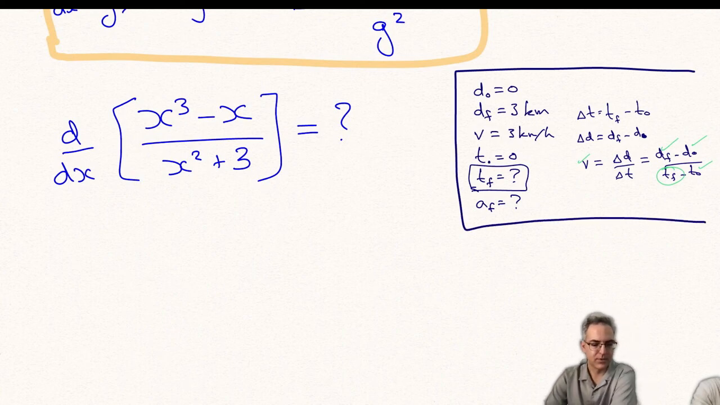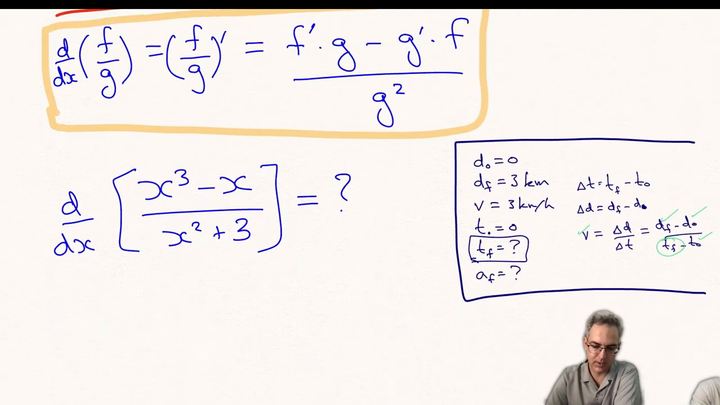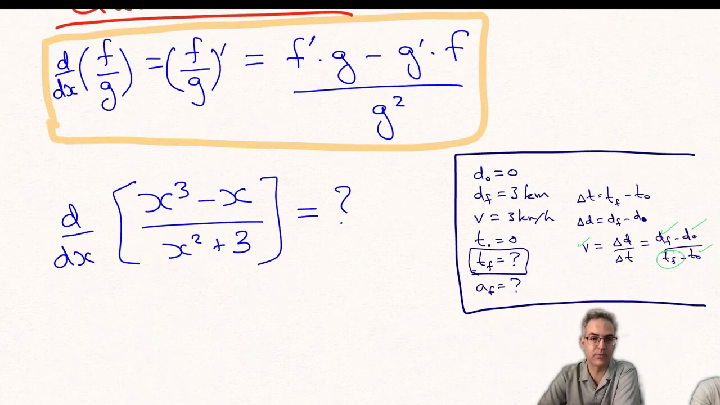Okay, so we are interested in the derivative of x cubed minus x over x squared plus 3. And when you look at it, you say, ooh, it's not as simple as using just the power rule or something. So you're working on it. Yeah, I was actually working on it. So the first question is, it looks like a quotient, obviously.